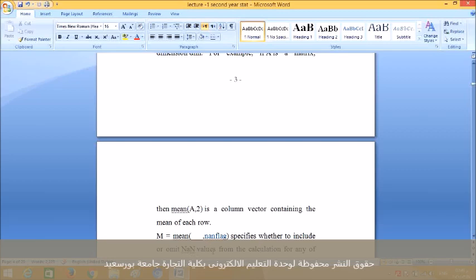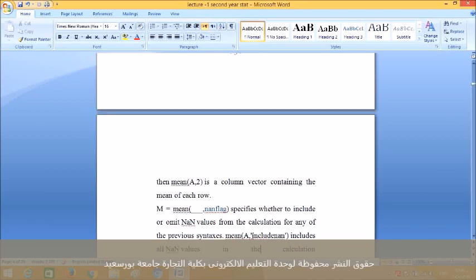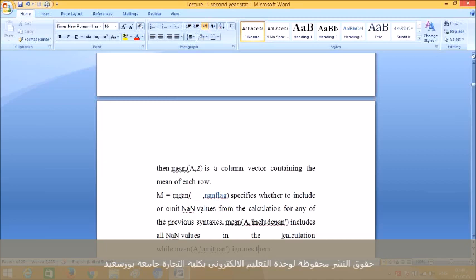Here it means you have missed some observations. So this command has two types. First, include NaN, and the second, omit NaN. Include NaN means count the number of observations including the missing values or the missed values.